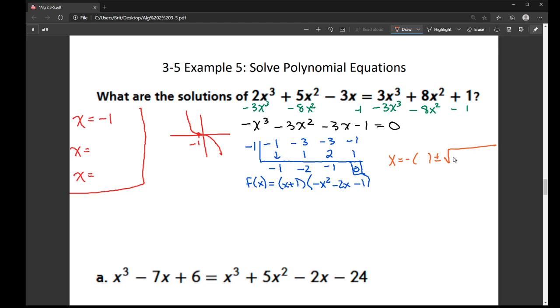So what I'm doing here is setting up my quadratic formula. Sorry, it's a little squished right there. Now my b value is negative 2, my a value is negative 1, and my c value is negative 1. As I go to solve this, a negative negative 2 turns to a positive 2, and 2 times negative 1 is negative 2.